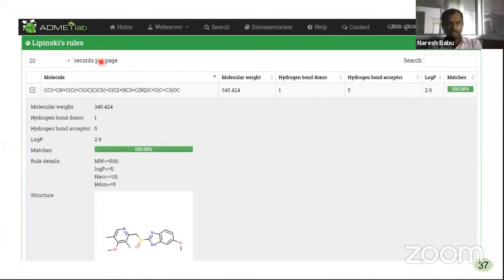So I gave one drug here, omeprazole. The molecule omeprazole obeys the Lipinski rule of 5, and we can observe a 100% match. It is within the range of molecular weight, which should be less than or equal to 500. Log P is less than or equal to 5. Hydrogen bond acceptors should be less than or equal to 10, and it has only 5. Hydrogen bond donors should be less than or equal to 5. Likewise, we can find out the drug likeness properties of our compound.